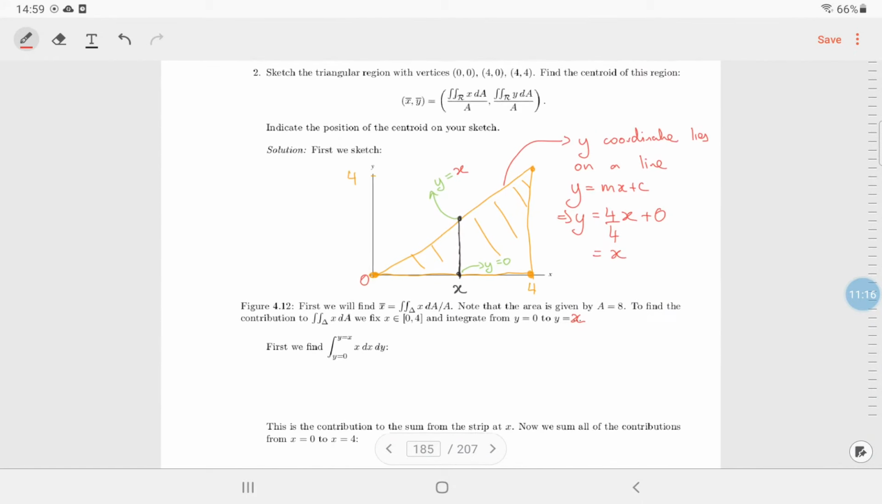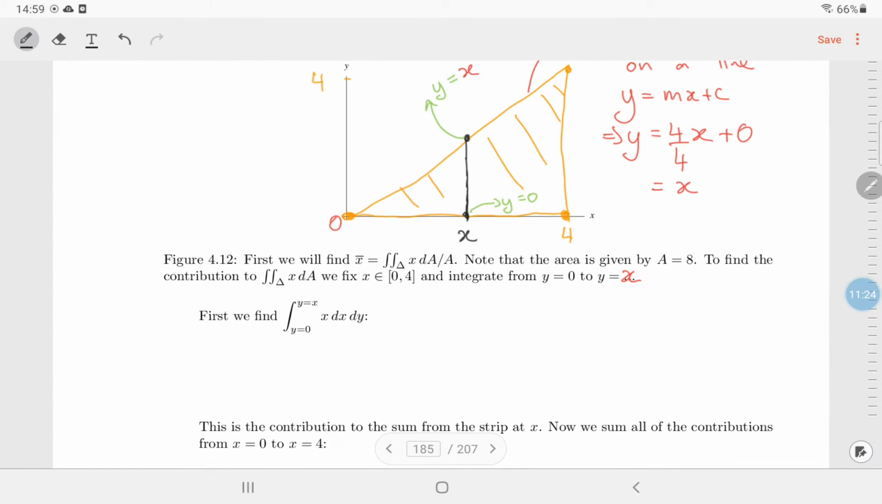Now this is a fixed x, constant x. Again, along this strip, the x and the dx are constant. So we're going to take those out. So x dx, and we're integrating dy from 0 to x.